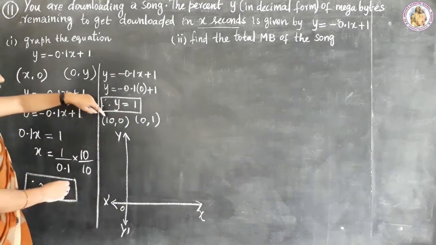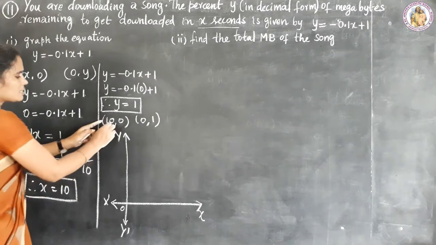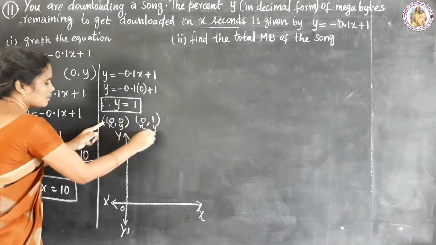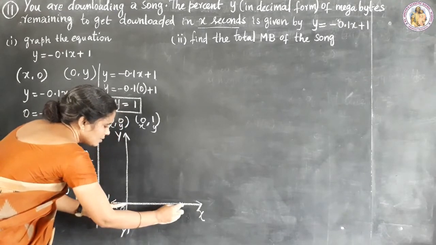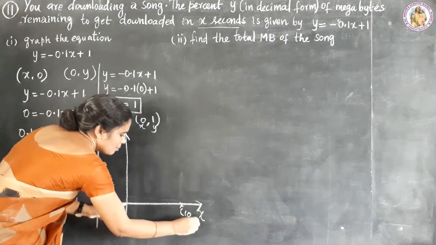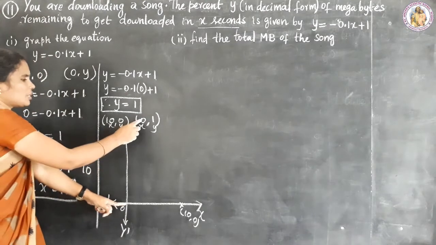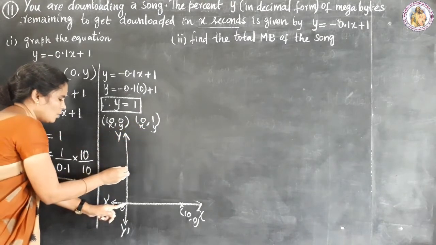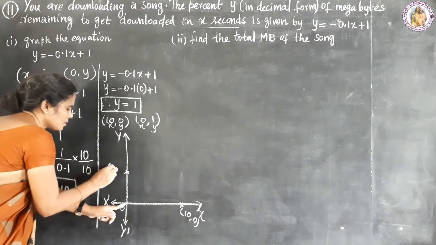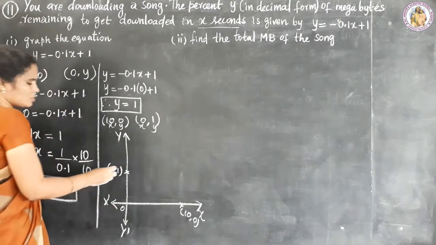Now 10 comma 0, so x is 10 and y is 0. And here 0 comma 1, the place where x is equal to 0 and y is equal to 1. So 0 comma 1. Now join the points.